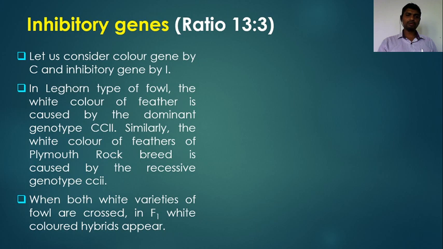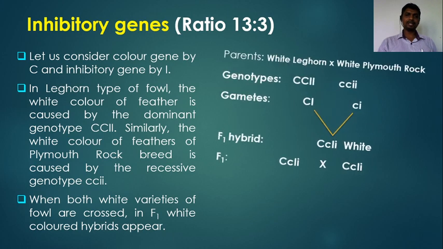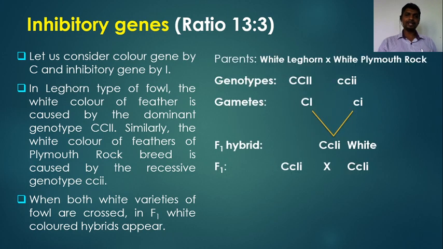When both white varieties of the fowl are crossed, in F1 white colored hybrids appear. So here we are going to make a cross between the White Leghorn breed and the White Plymouth Rock. The genotype of the White Leghorn breed is capital C capital C capital I capital I, and the White Plymouth Rock is homozygous recessive, that is small c small c small i small i.